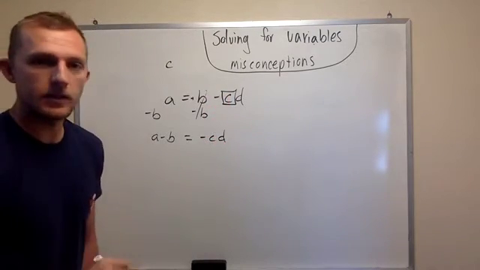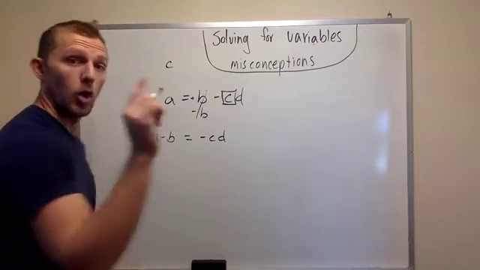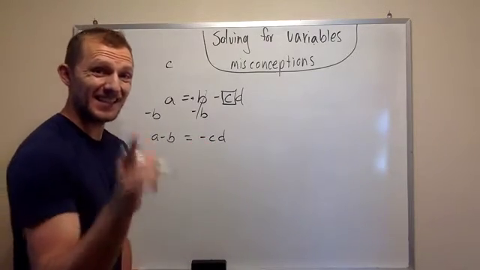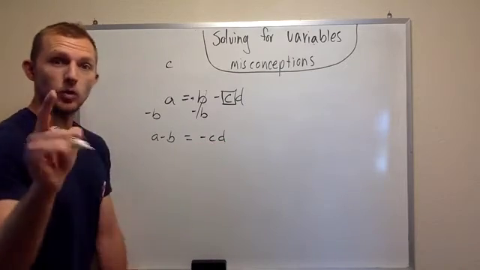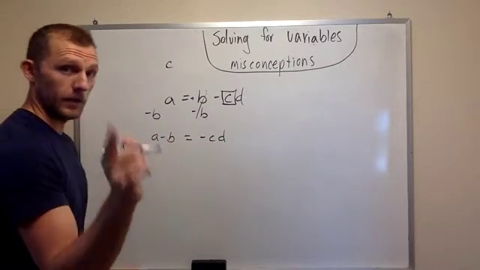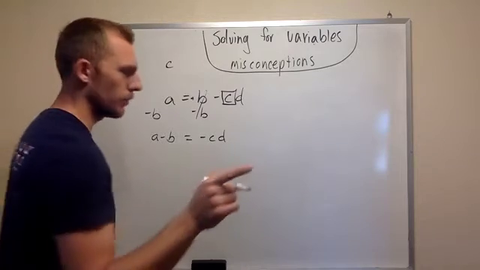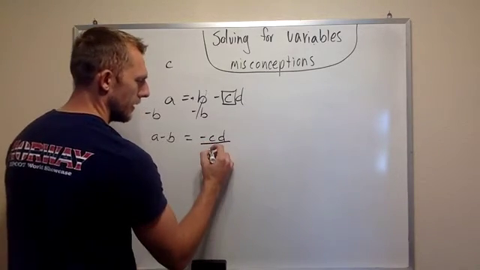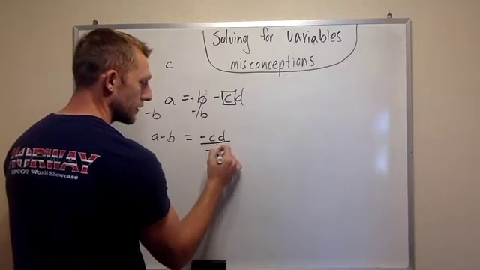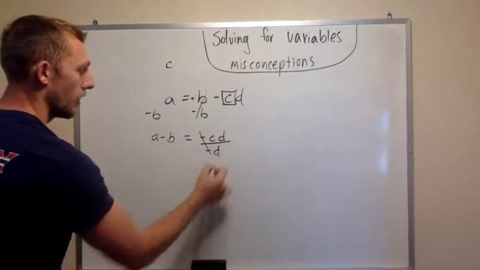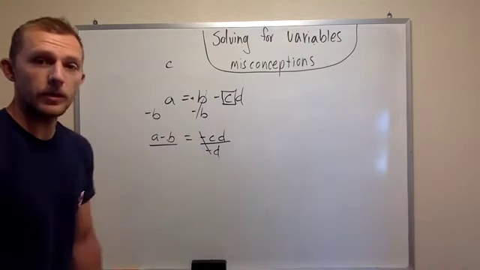Is my C on its own? No. So what do I got to do? Well, I got to get rid of that negative, and I need to get rid of that D. So what do? Well, I have to divide, and this is where a lot of people got confused. So hear me out. You divide by your negative and your D. You can do both at the same time. It's totally fine. Okay? Those cancel, but what do you have to do over here?